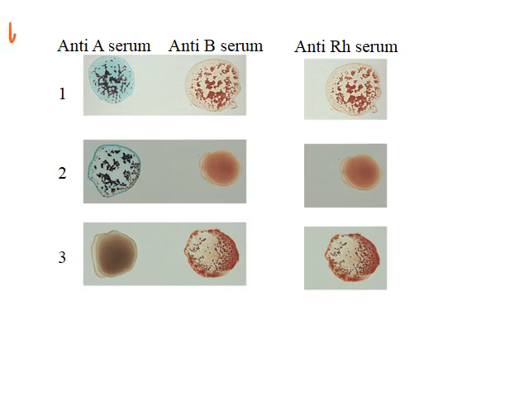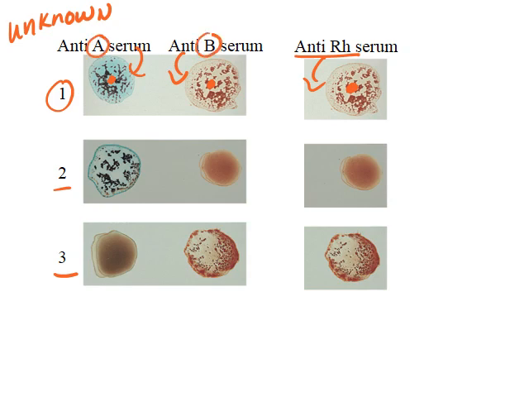So here are some unknown samples. I have sample 1, 2, and 3. So I put a drop of blood here and here. I put anti-A, I put anti-B, I see agglutination. Here's anti-Rh. I also put a drop of blood here. I added anti-Rh serum. So when I look at this, I see agglutination for A, I see agglutination for B, and I see agglutination for Rh. That means they're all present on this unknown sample.